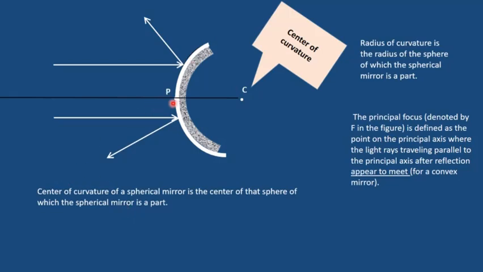Now if we trace these reflected rays backward, then they seem to be coming from a point F. This point F is known as the principal focus. So we can define principal focus as the point on the principal axis where the light rays traveling parallel to the principal axis after reflection appear to meet. So we said that a convex sphere becomes a convex mirror.